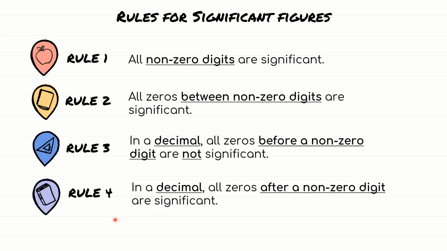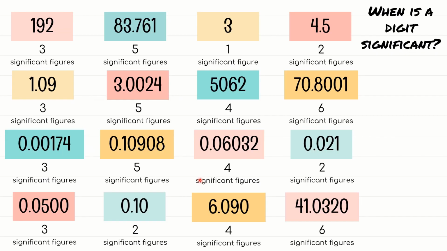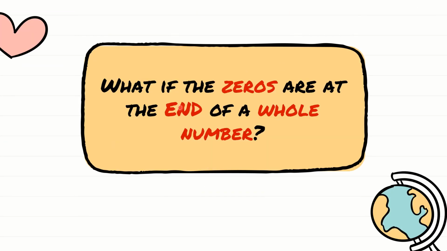So this is a summary of the 4 rules that we have in counting significant figures. But this is not all. I want us to notice that in rule number 3 and rule number 4, we are discussing the zeros found in a decimal. We have not yet discussed zeros that are found in a whole number itself. So the key question over here is, what if the zeros are at the end of a whole number?